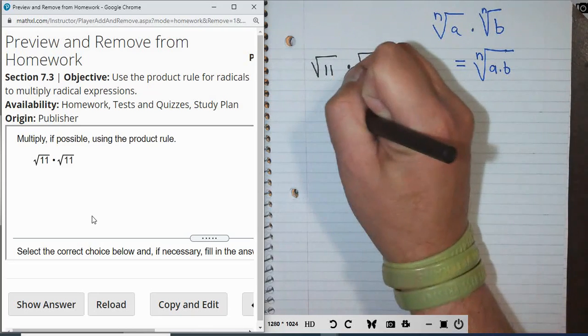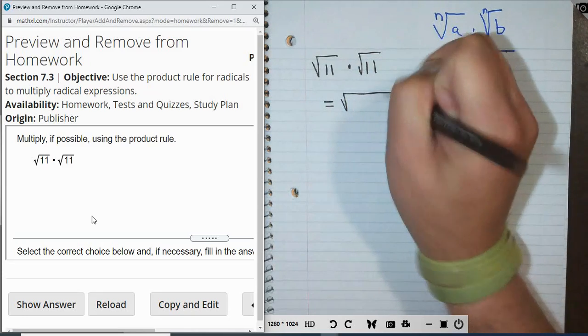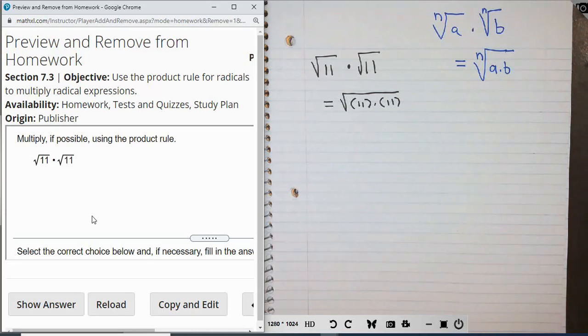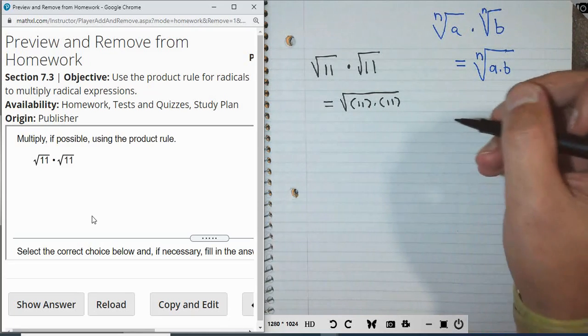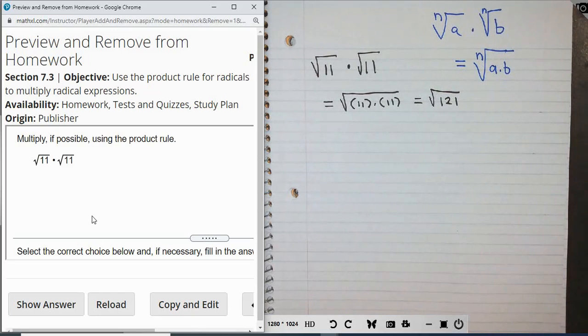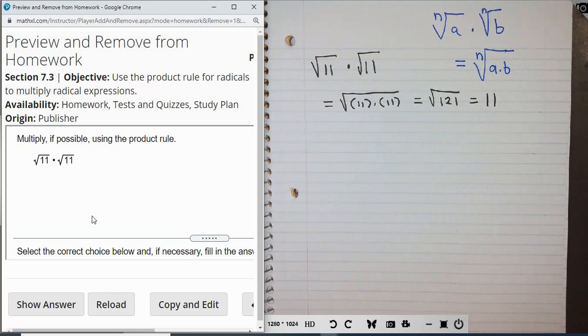So let's look at our example here. Square root of 11 times square root of 11. So what we would do here, and I'm going to break it down into a very rudimentary form, would be the square root of 11 times 11. I'm multiplying the radicands, right? And that is actually the square root of 121. All right. And remember, we want to simplify it at the very end. So square root of 121 is not in its most simple version. Actually, the square root of 121 is 11. So there we go.